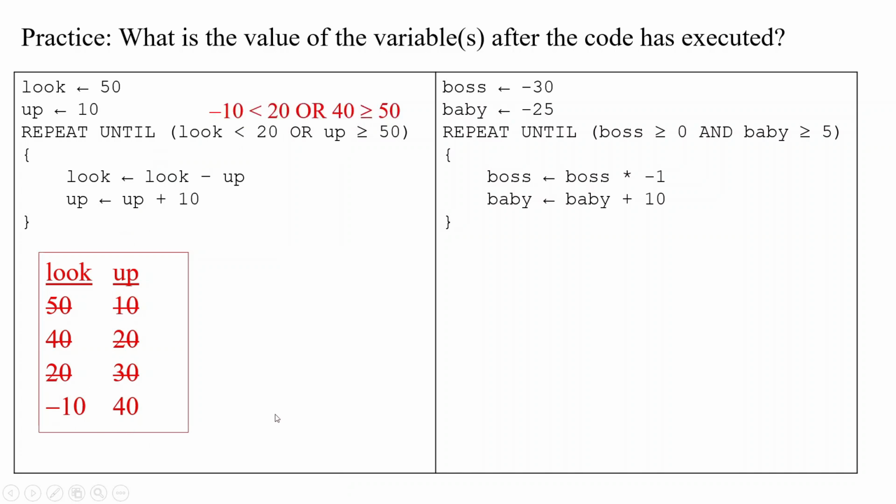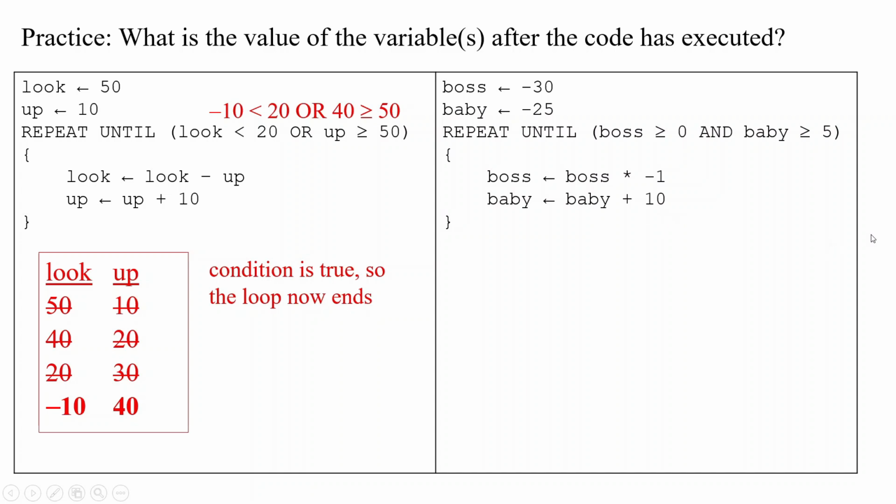I check my condition again, and I have finally found a true statement. Negative 10 is less than 20. So because that's true, I'm going to be done with this loop, okay? Because it was an or statement. The fact that this is false is fine, okay? It's an or statement, so as long as one of them is true, the whole thing is true. So you're done. Negative 10 and 40.